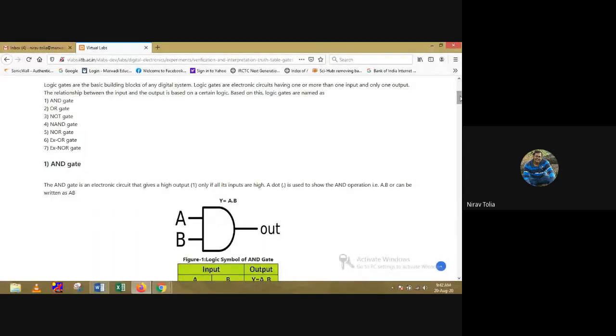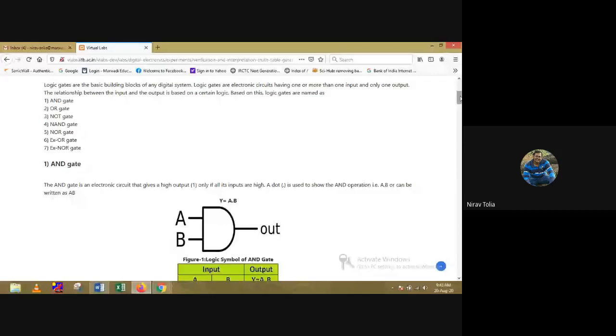Now, what is an AND gate? This is something you already studied in the subject Basic Electronics, so this is a revision. An AND gate is an electronic circuit that gives a high output only if all its inputs are high. Suppose we have a two-input AND gate. If both inputs are high, or one, then it gives the output one, or high. Otherwise, it gives the output zero.